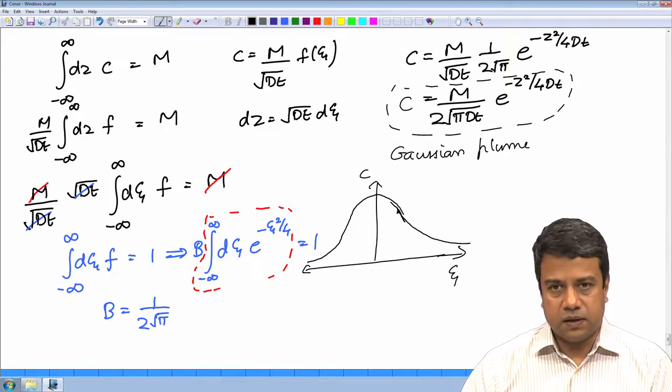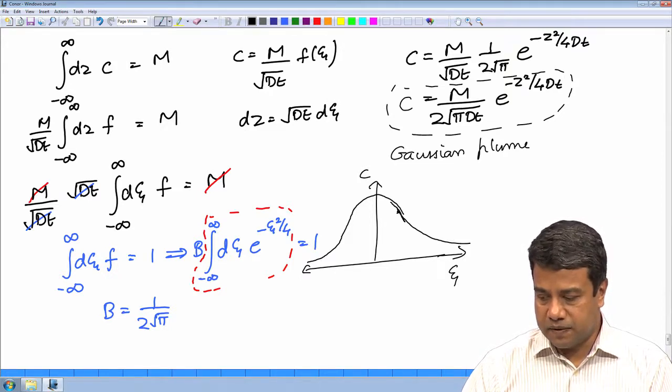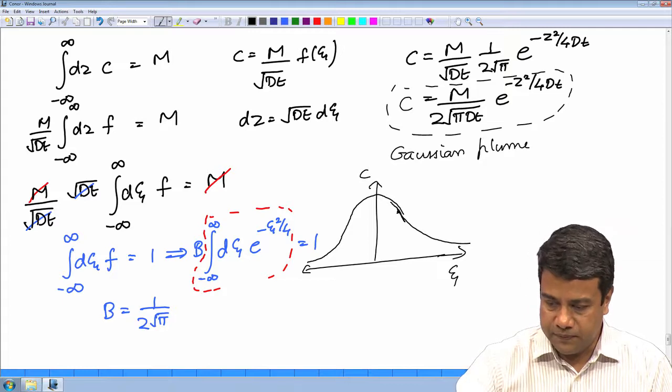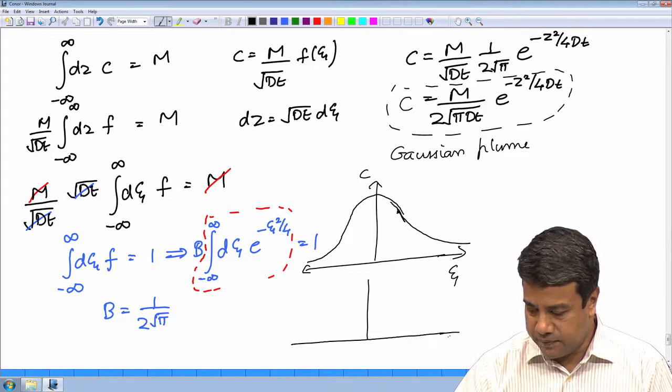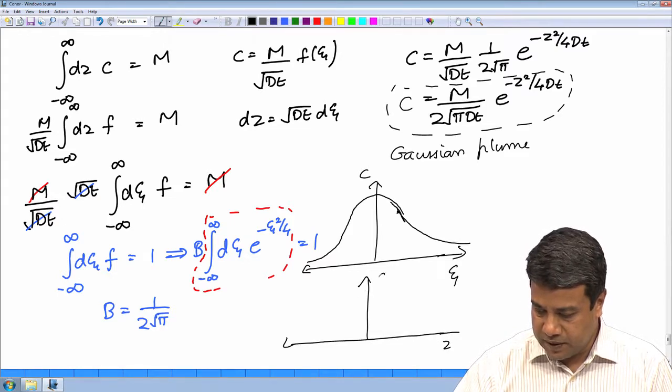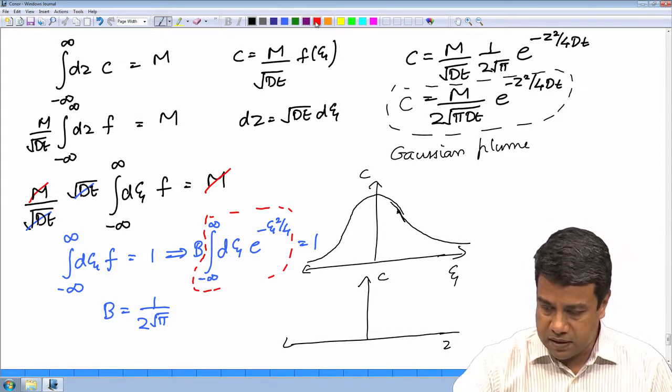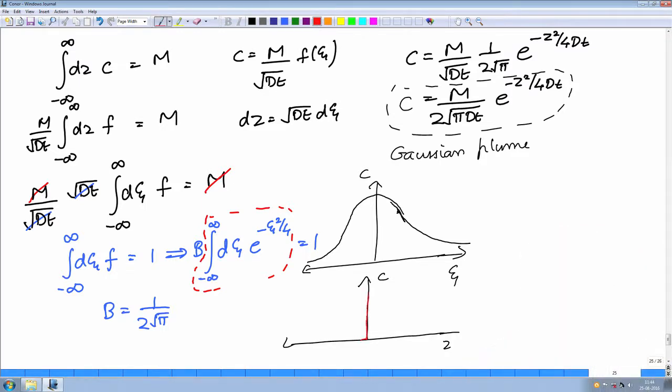Alternatively, if you were to do it in terms of the spatial coordinate z, initially I said it is going to be a delta function. It is going to be non-zero only at z is equal to 0. And the thickness is going to go as 1 over the width. As time progresses, there will be a spread.